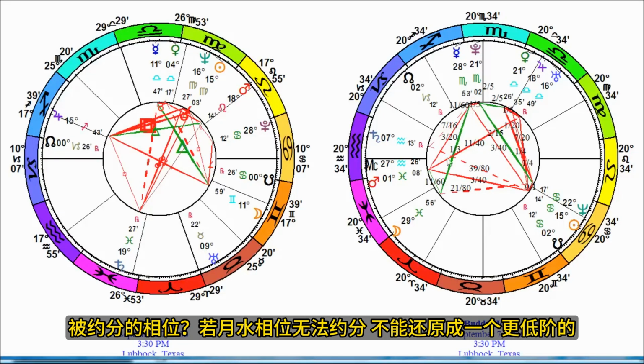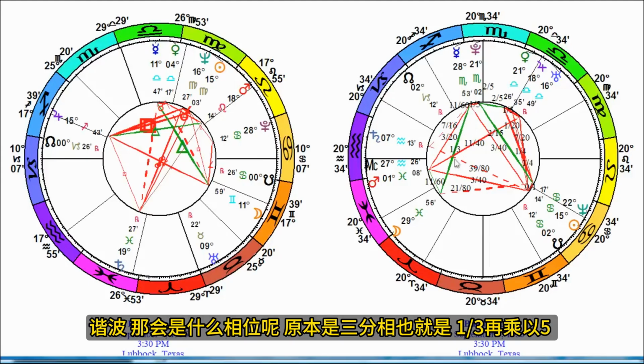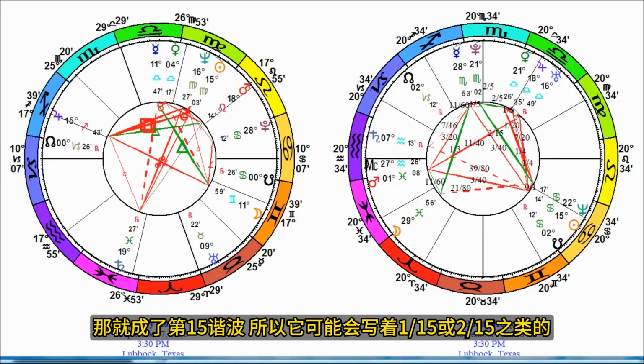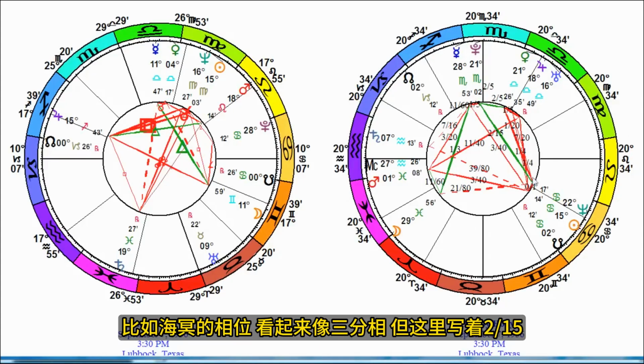Now, why do I want to know that moon is trine Mercury rather than being not reduced? If the moon Mercury did not reduce to a simpler aspect, a lower harmonic, what aspect would it be? It would be 1/3, because a trine is 1/3, times 5, it would be a 15th. So it might say something like 1/15 or 2/15. In fact, here it is. Neptune to Pluto. Another trine, but this one says 2/15.